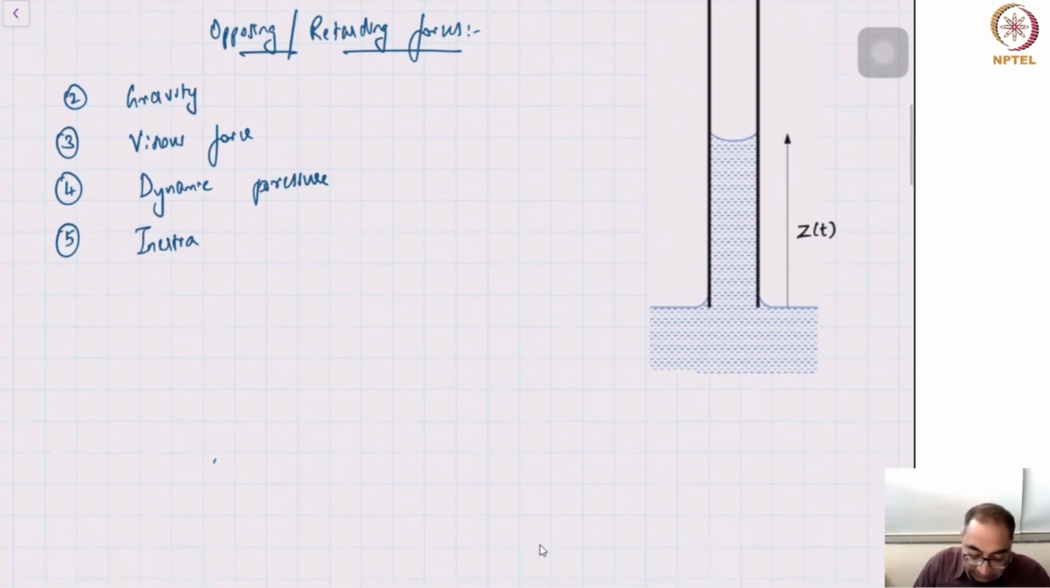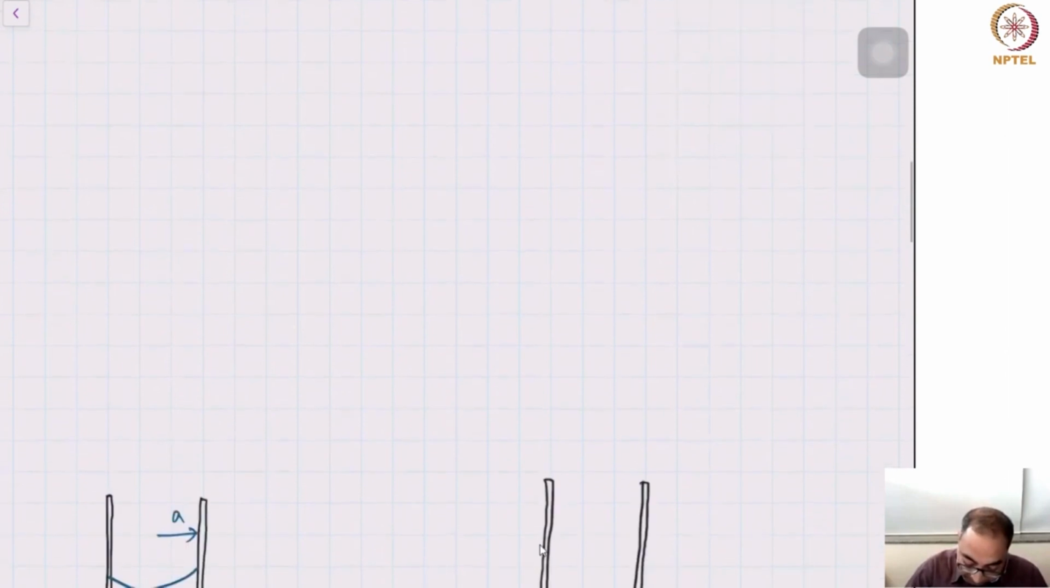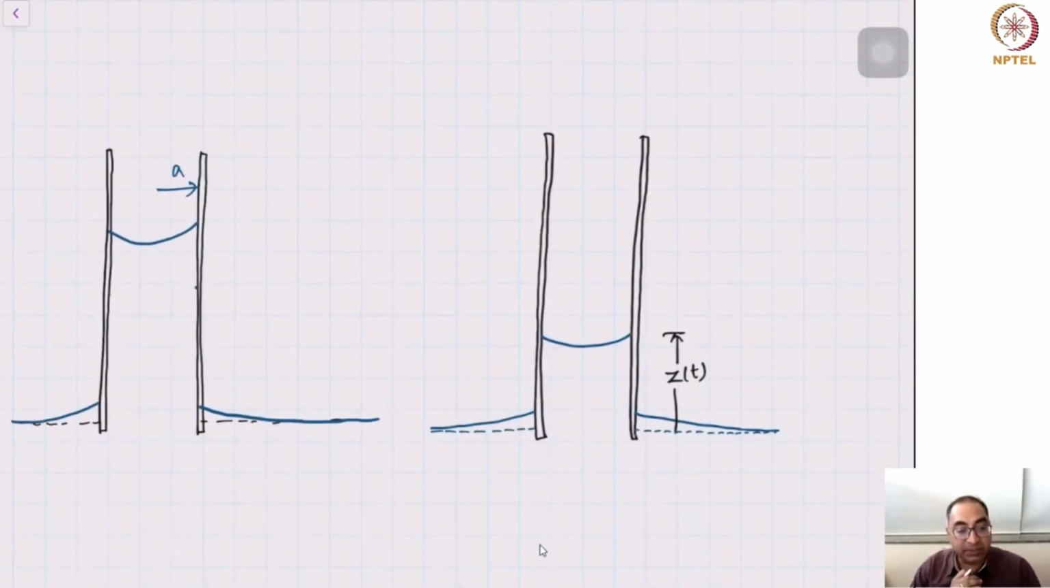Now let's look at the force balance on a column. For that, I will start by drawing a small column. So here's a capillary tube that is shown here. And in this capillary tube, the fluid has risen to some particular height. This is not necessarily the final height. And I want to take a small control volume.